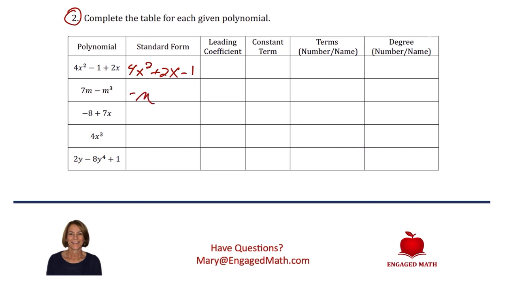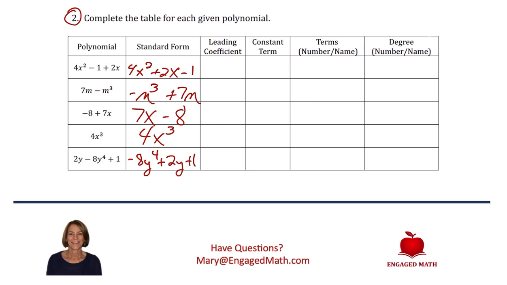So the next one, negative m to the third, has to come first, then plus 7m. Next one, it should be 7x minus 8. Again, I'm always putting the leading coefficient at the beginning and the highest degree term at the beginning. So this one's 4x to the third because it's the only term. And then the last one is going to be negative 8y to the fourth plus 2y plus 1.